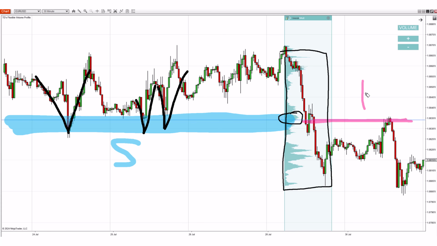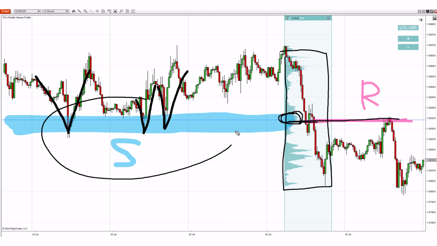So this is a resistance, and the level is placed at the beginning of this heavy volume cluster, which is in here. When you see multiple reactions, like here, this is always good. 3 is very good confirmation, but even 1 is good, but 3 is better, obviously.